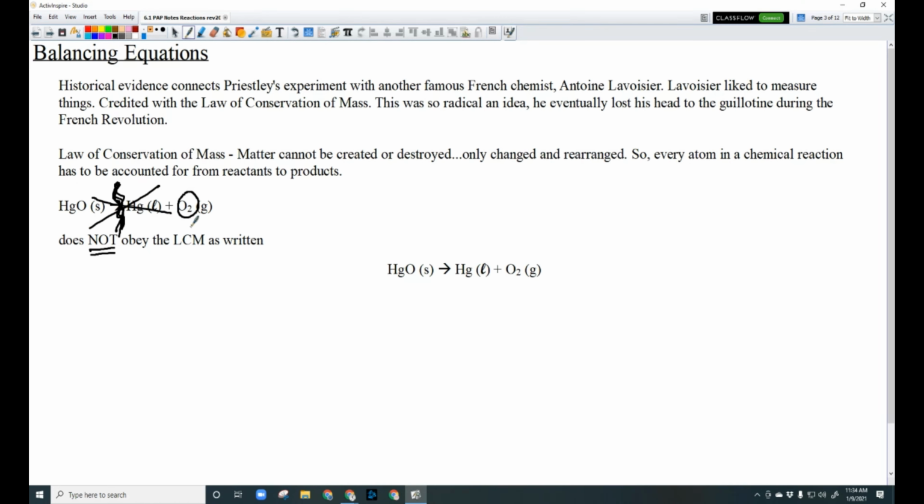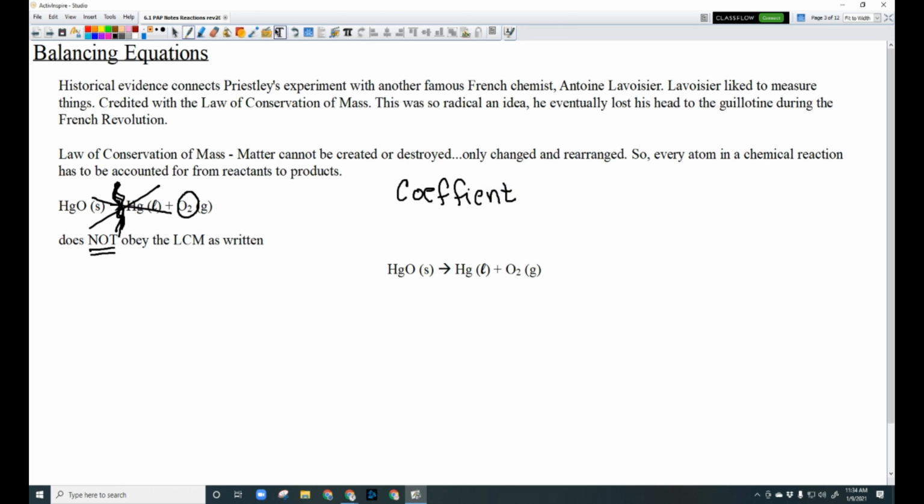Every reaction that we work with in chemistry has to be balanced and has to obey the law of conservation of mass. So we do this thing called balancing equations, where we make sure that those are balanced. And the way we do that from right to left is by adding coefficients. And a coefficient is a number.